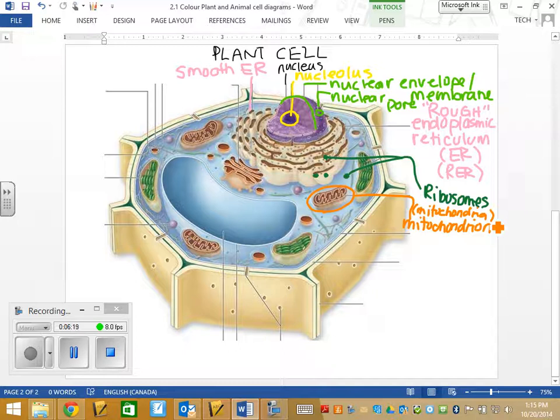Now, I'm not the grammar police. I'm not going to say that you're wrong if you give me plural instead of singular, but just so you know, if there's one of them, it's a mitochondrion. If we're talking about a bunch of them, then we can say mitochondria.